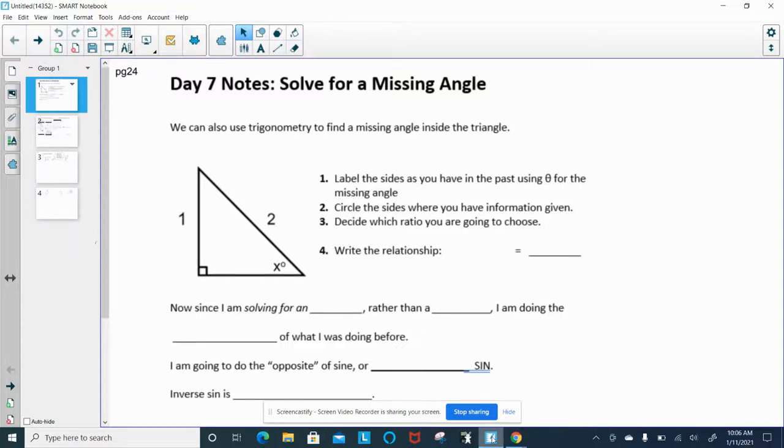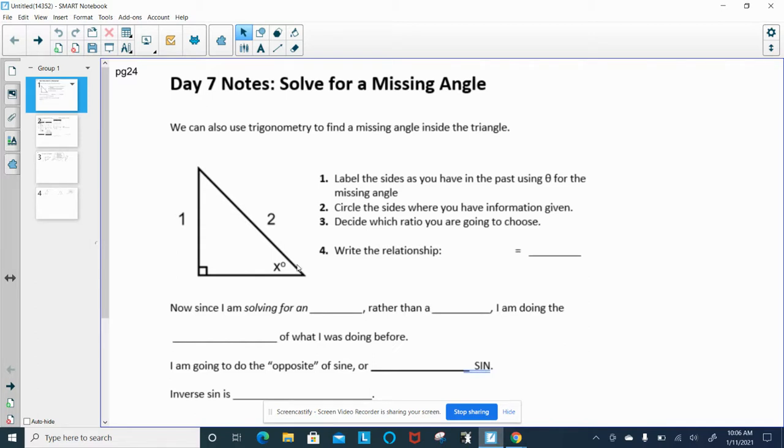Okay, as we start to wrap up our trigonometry unit, we have one more day of notes on page 24. We're in day 7. We're going to solve for a missing angle today. Trigonometry can also help us do that. And thankfully, it's a lot like what we learned on day 5 and 6.